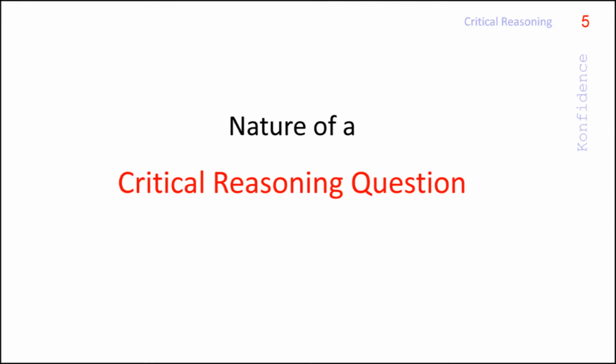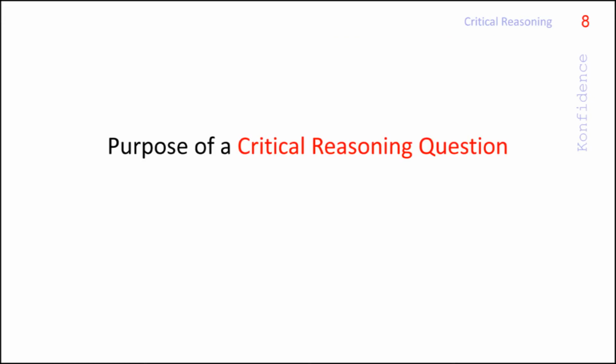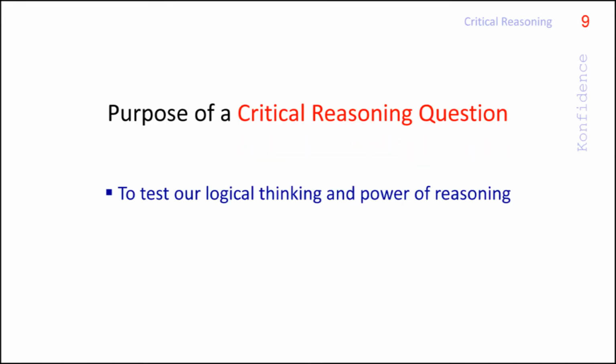Let us first understand the nature of a critical reasoning question. In a typical critical reasoning question, there will be a paragraph followed by a single question with 4 or 5 answer options. We have to select the most appropriate option. The purpose of this question is to test our logical thinking and power of reasoning. In order to get the right answer, we must deduce.